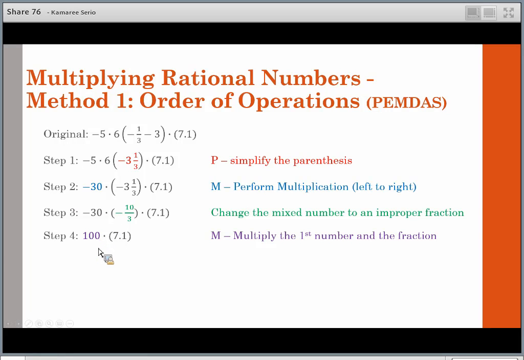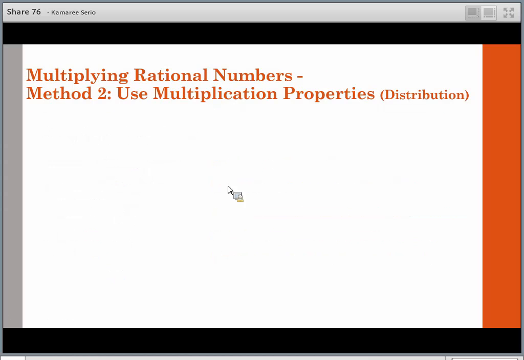And then next, we're just going to keep multiplying. Okay, so 100 times 7.1 gives you 710. And then we're done. Okay, so that's using PEMDAS. Next, we're going to be using distribution. Okay, so it's the same exact problem, but we're going to solve it using distribution this time.